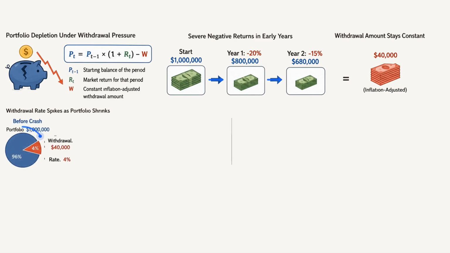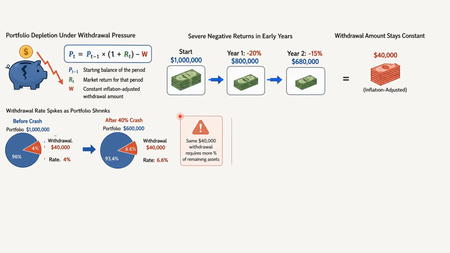Before the crash, $40,000 was just a comfortable 4% of your $1 million portfolio. But after a 40% crash, when your portfolio is down to $600,000, pulling out that exact same $40,000 now requires liquidating 6.6% of your remaining assets. This accelerating liquidation is what permanently destroys your compounding base.